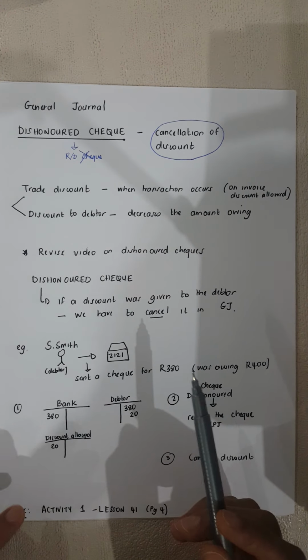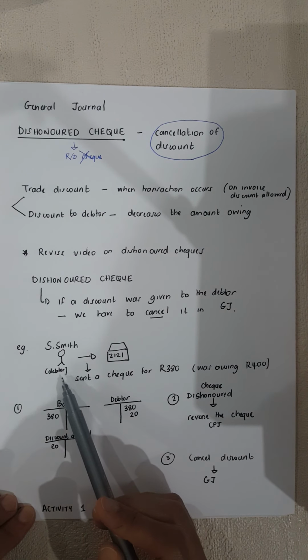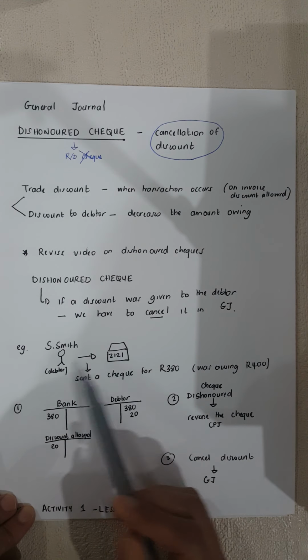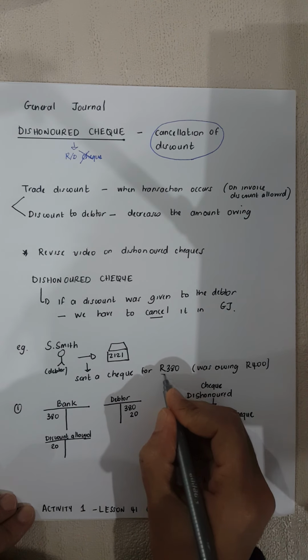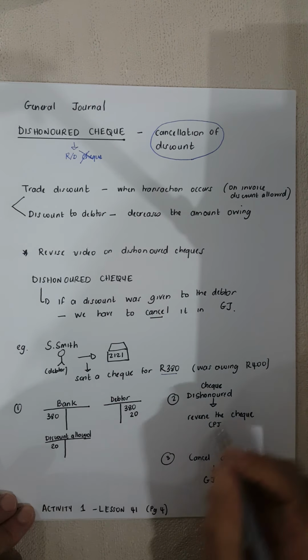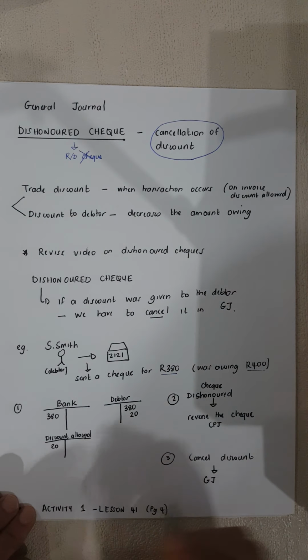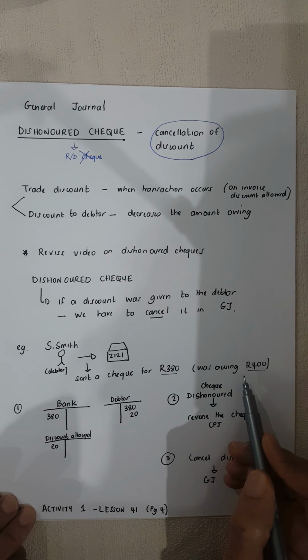Here we have a dishonoured cheque, right? So we've got S. Smith, who's a debtor. He came to ZZ Traders. So we're going to go through the example on ZZ Traders again, right? He's come and he sent a cheque for 380 Rand. Right, so look at the value of the cheque, and he was only owing 400 Rand. So what is it telling you? It's silently telling you that you've given him 20 Rand discount.